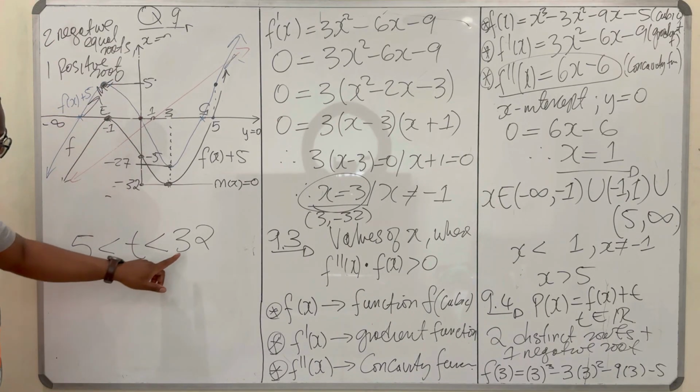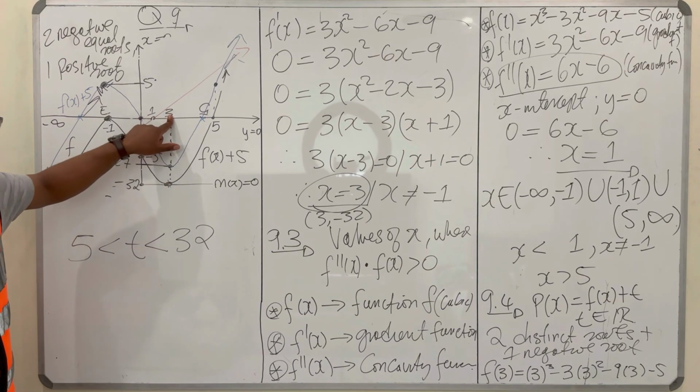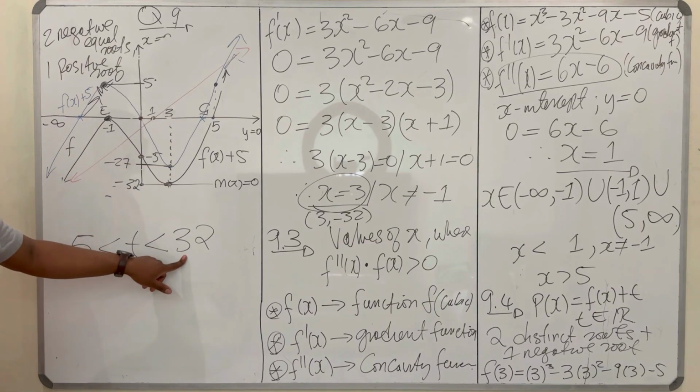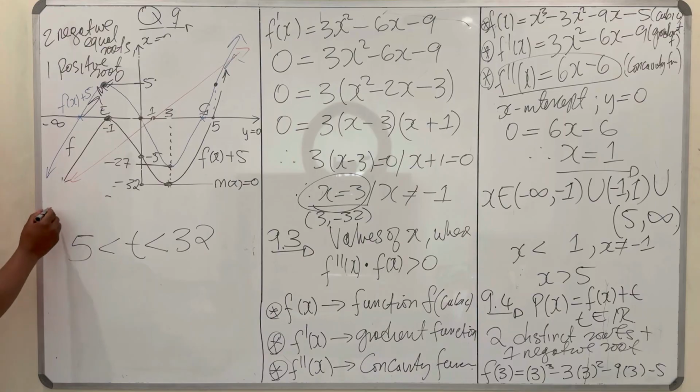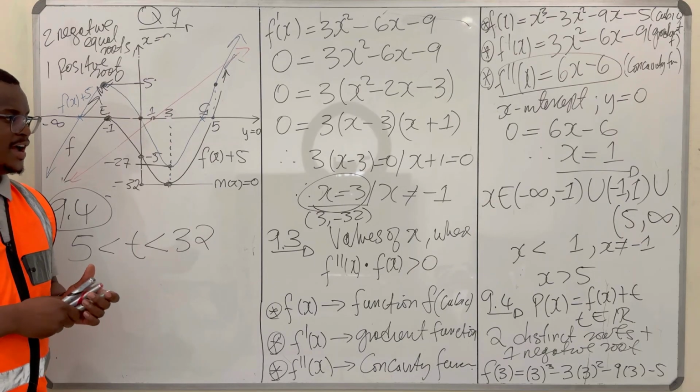But that should be less than 32, because if you shift this 32 units, it will sit exactly there. Then you have a problem of two equal roots, which you don't want. You want your roots to be two unequal distinct roots. In that case, it will have to be less than 32 units. So this is your final answer for 9.4. And I hope it does make sense to you, as it does to me.